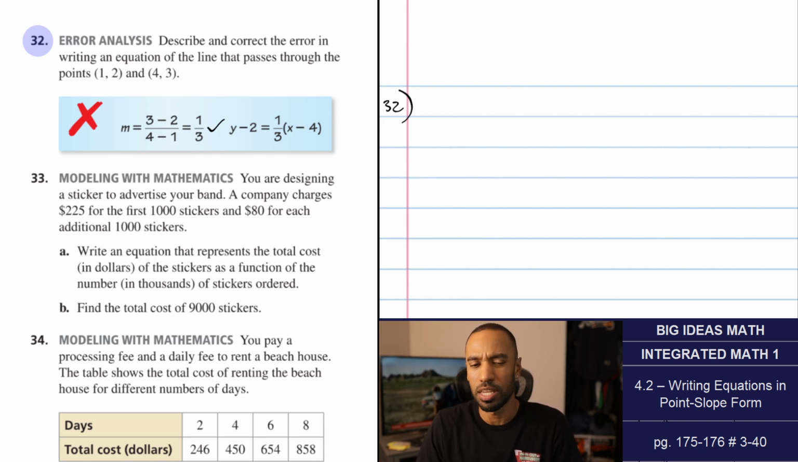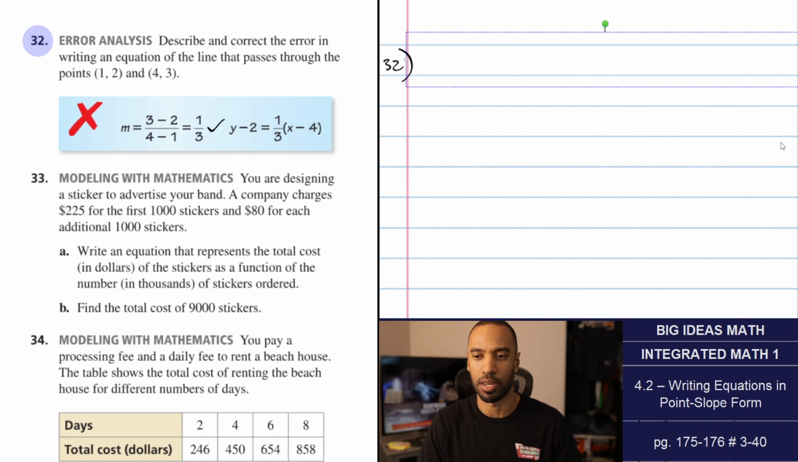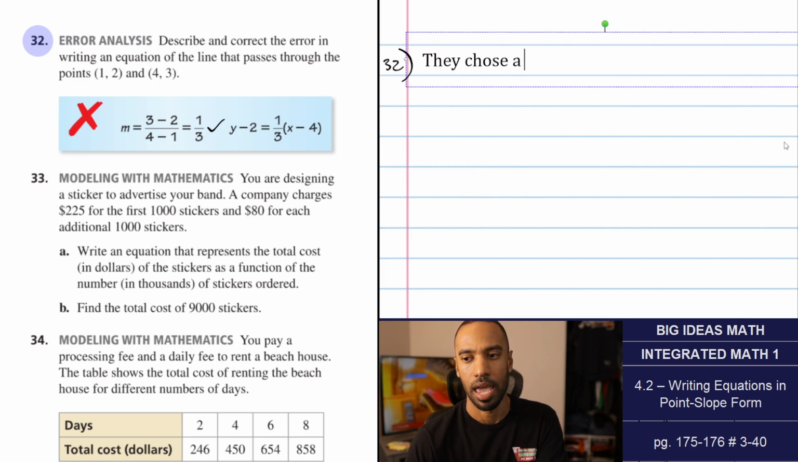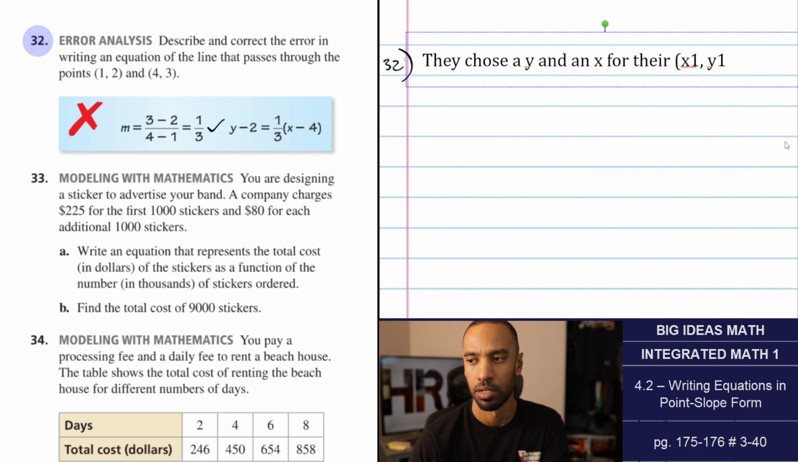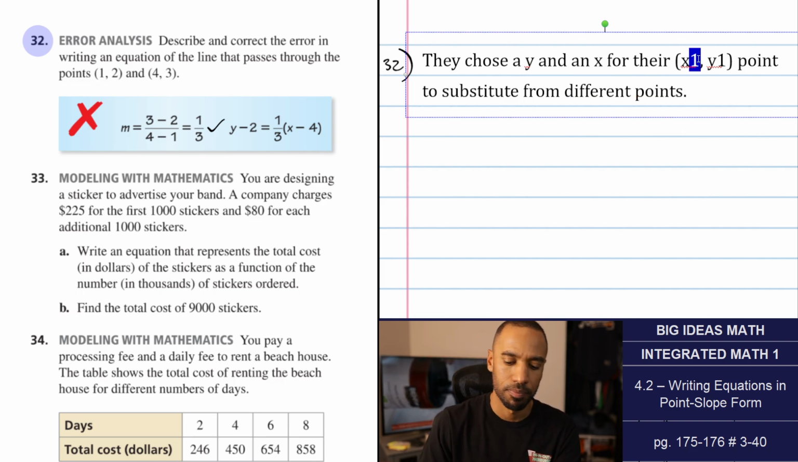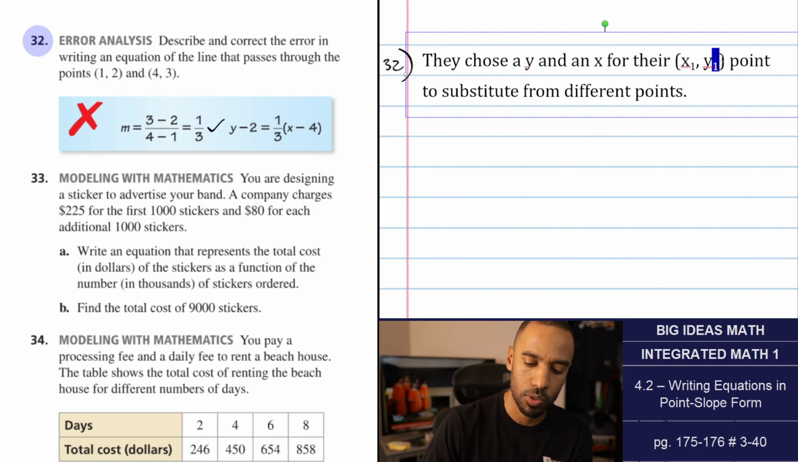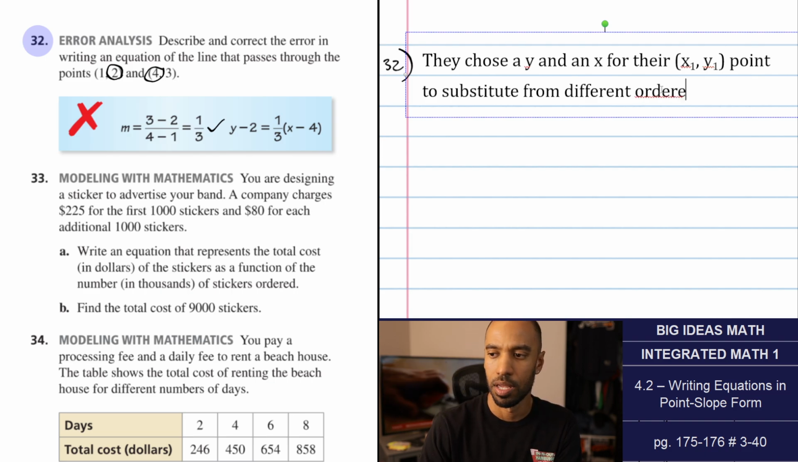Okay, an interesting version of what they do. These aren't the kinds of errors that I generally see. There's an error. This just isn't a common student error that I see. They chose a y and an x for their x1, y1 point to substitute from different points. I don't know if that sounded right, but basically they substituted, notice they chose this y value of 2 and this x value of 4. They were from different ordered pairs. They have to be from the same one.